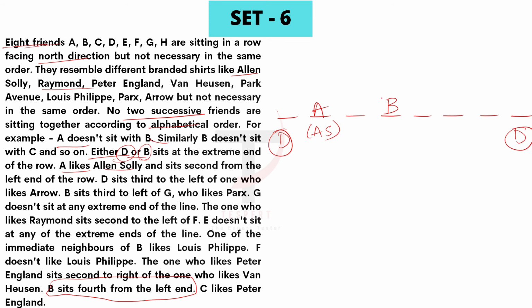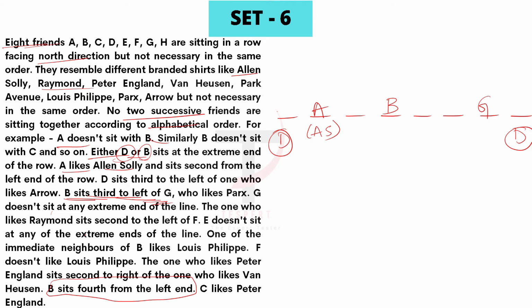Since we've marked B, arranged B, let us find out, is there any statement which is interlinked with B? See, here it is given that B sits third to the left of G. If B is third to the left of G, then G must be here, right? This will be the first left of G, this is the second left of G, and this will be the third left of G in which B sits, right? That is B's position.